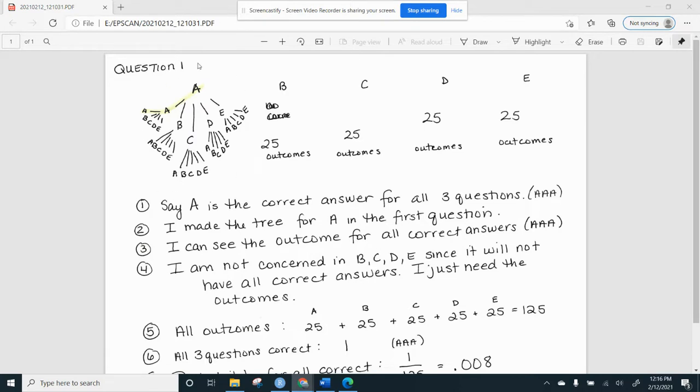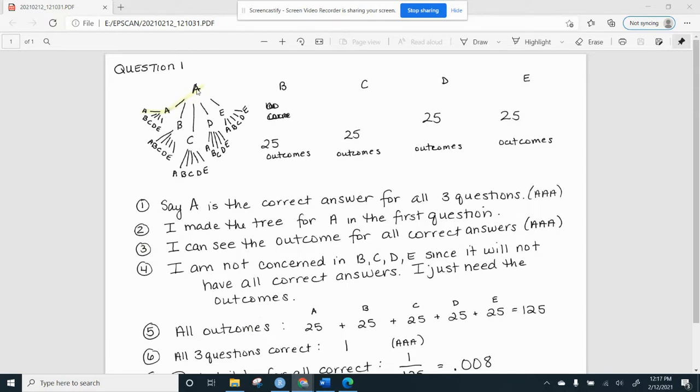I went ahead and drew out the tree for A because it's a little bit confusing, and I'll show you why I did it. I'm going to say that A is my correct answer. That makes my life so much easier. So for all three questions, A was the correct answer. This A right here is my first one, and then this A, B, C, D, and E right here is the second question. And then off of there, I've got the other little tree diagrams for the third question.